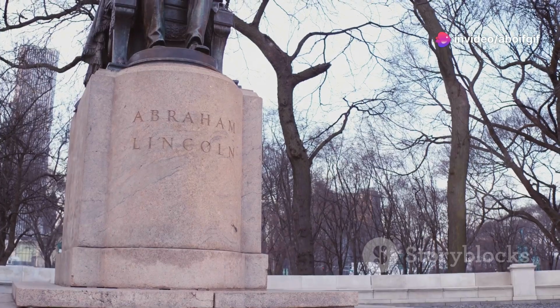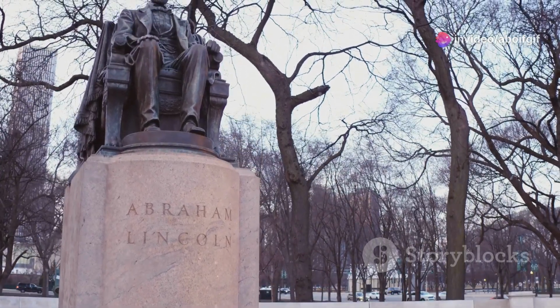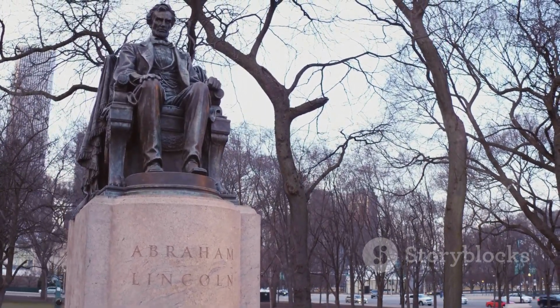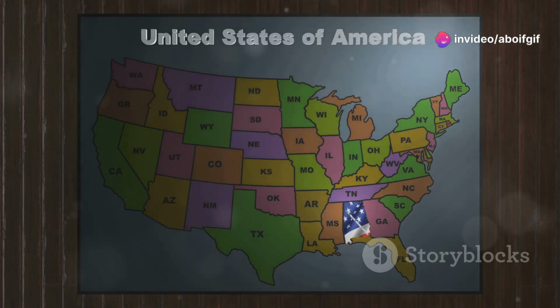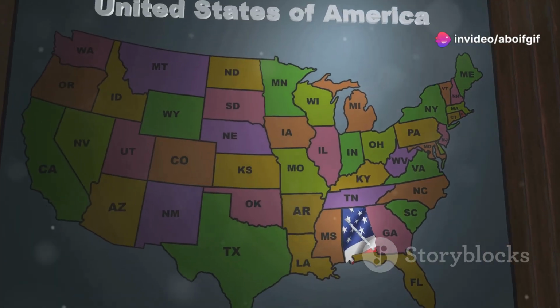The election of Abraham Lincoln in 1860 was the final straw for the Southern states. Lincoln was seen as a threat to slavery, despite his initial stance of containing it rather than abolishing it. His election led to the secession of 11 Southern states, which formed the Confederate States of America.